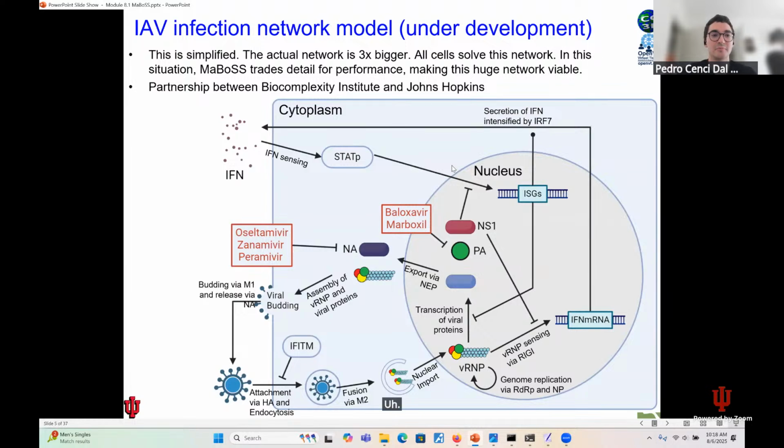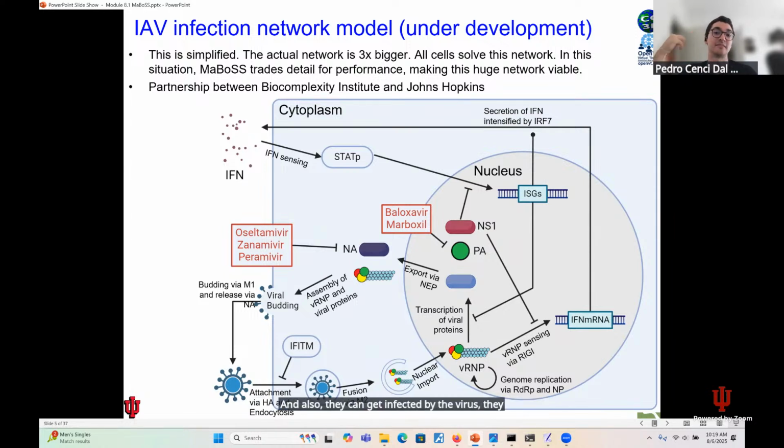I am currently building a model in CompuCell3D that involves MaBoSS, and this is, what is IAV again? It's influenza A virus. Okay. So influenza A virus infection in CompuCell3D, and this is the network that I am running there. So each cell contains this network and is solving this network, so every cell in the simulation. And what are they doing? They receive a signal like an interferon signal. The interferon signal might make the cells resistant to the virus, and also they can get infected by the virus.